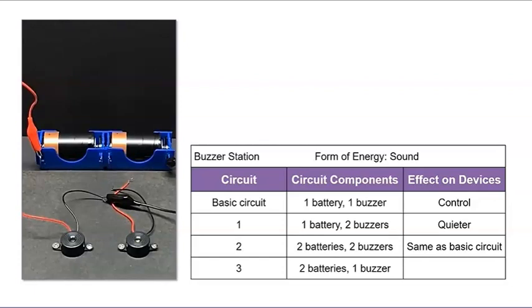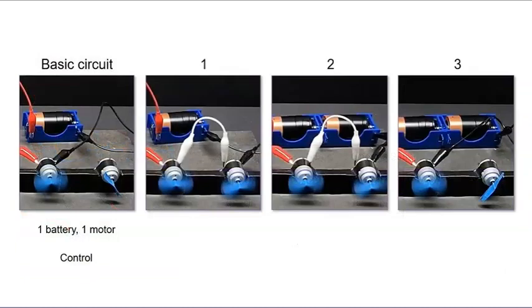What effect on the devices did you observe? The buzzer got louder, right? We can record that here in our table. Our next station is the motor station. Remember, when we completed a circuit with the motor, we observed evidence of mechanical energy.